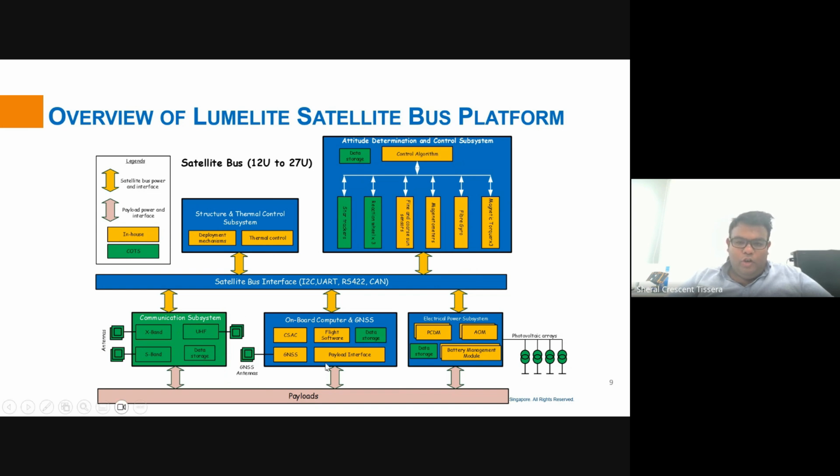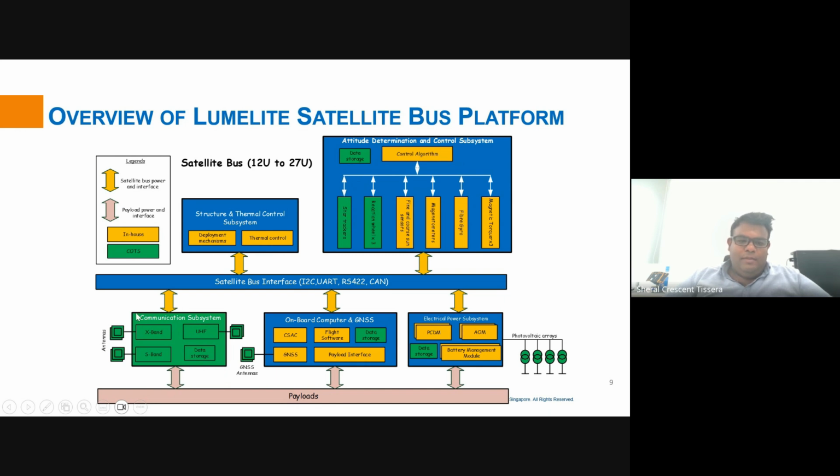Next, we have the onboard computer, mainly consisting of the GNSS receiver and the chip scale atomic clock for time synchronization throughout the entire satellite. And its main duty is to actually operate the payloads and also to schedule all the missions that will be carried out on the satellite.